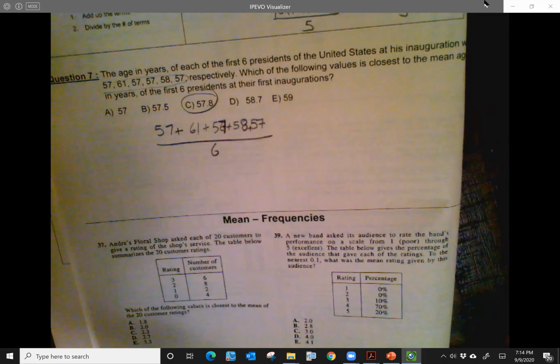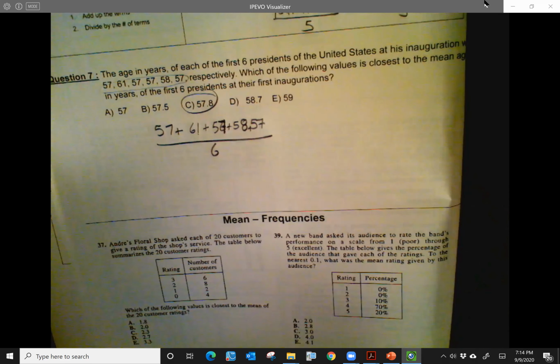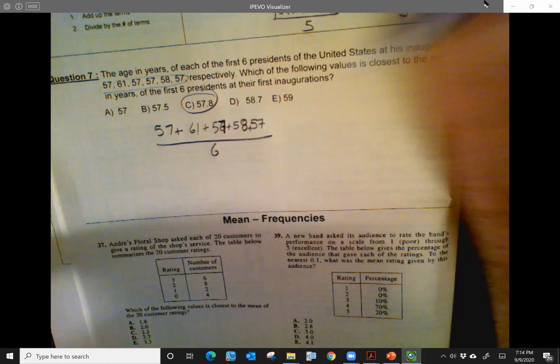Like, well, Mr. Flint, why are we doing this? This can't be this easy. Well, let's look at some other ACT questions now. Here's our first one.